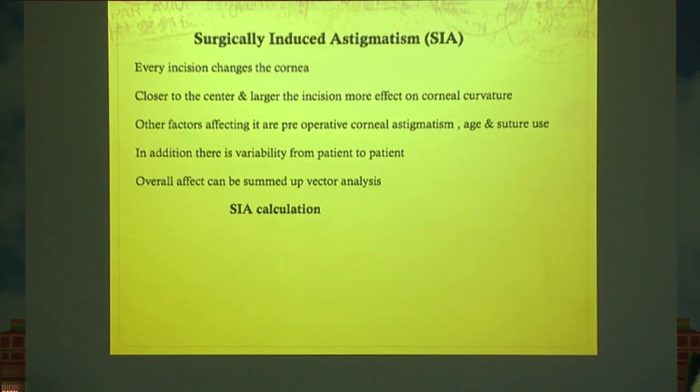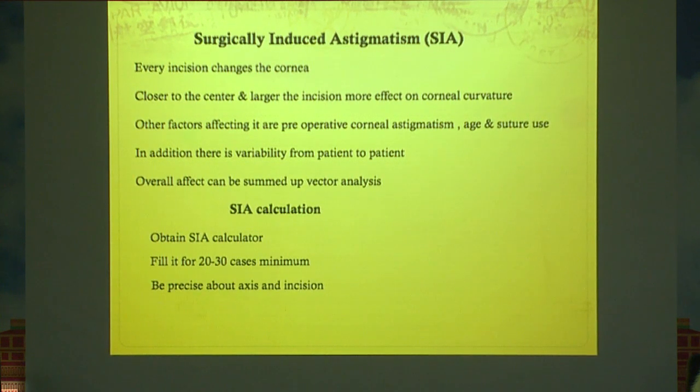As you know, every incision changes the cornea; the closer to the center and the larger the incision, the more effect on the corneal curvature. Other factors also affect, like corneal age and sutures. In addition, there is variability from patient to patient, and the overall effect can be summed up with vector analysis later on. To obtain the surgically induced astigmatism, there is a calculator available. Fill it in for a minimum of 20 to 30 cases, and you just click, and that gives you precise information about the axis and the incision.